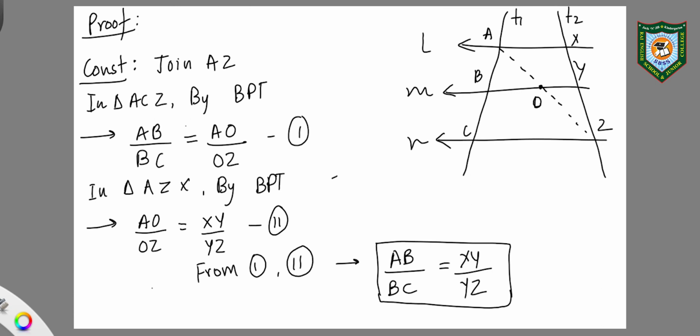Now, the one observation that we need to make is that if I write AB in the numerator on the left hand side, I have to write XY in the numerator on the right hand side. So the corresponding side comes in the numerator. If I write BC in the denominator, I have to write YZ in the denominator here. So the side corresponding to BC will be in the denominator.